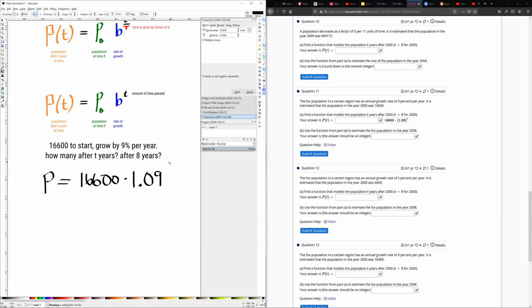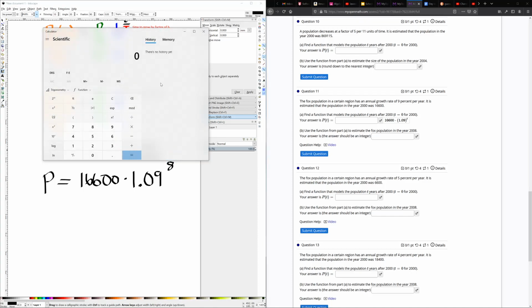After 8 years, you just put an 8 here. And in that case, you're going to need your calculator. Here we go. 1.09 raised to the 8 times 16,600. We get 33,076. And that's what you will put, 33,076.